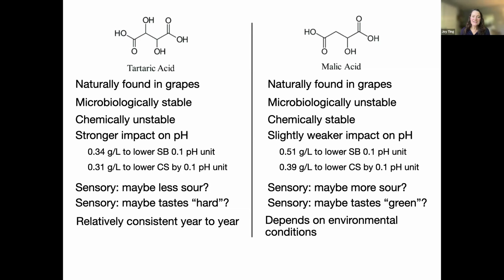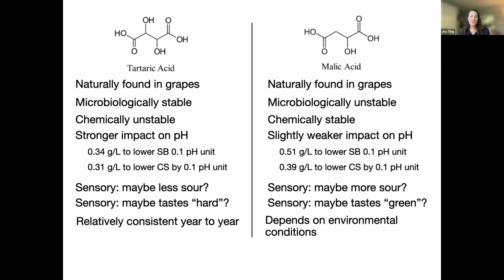So tartaric acid is going to be relatively consistent. It's going to have a pretty slow decline after veraison. The same vine in the same place year after year might have slight differences in tartaric, but not huge differences. Whereas malic acid, its depletion is going to depend a lot on the environmental conditions. The warmer it is, it's going to deplete much more malic acid.